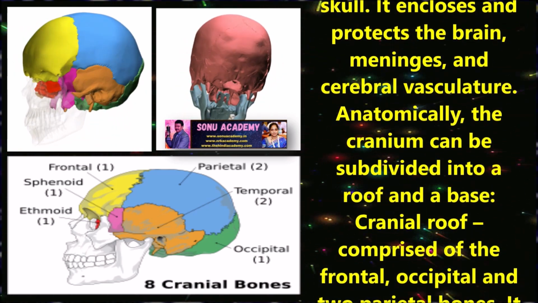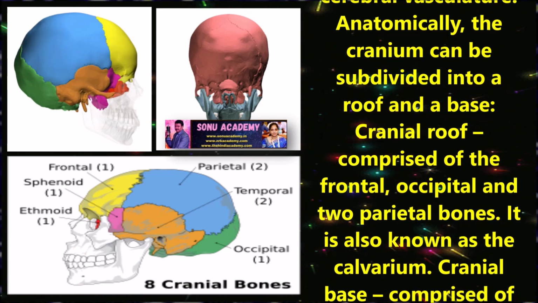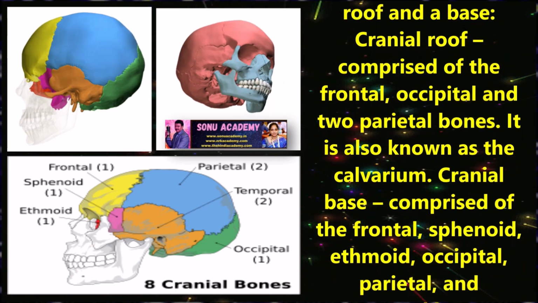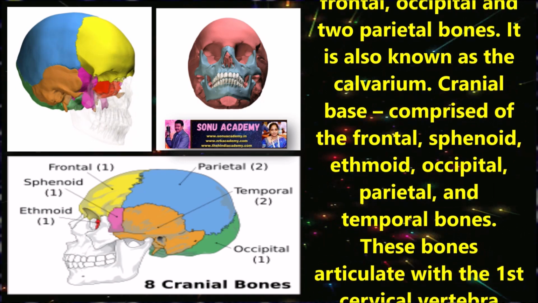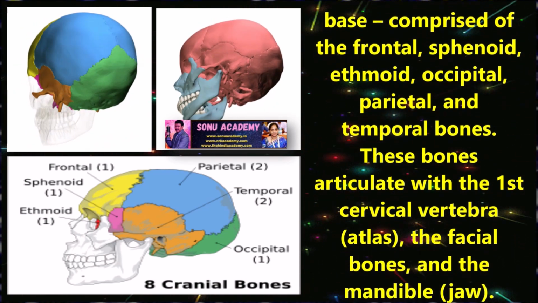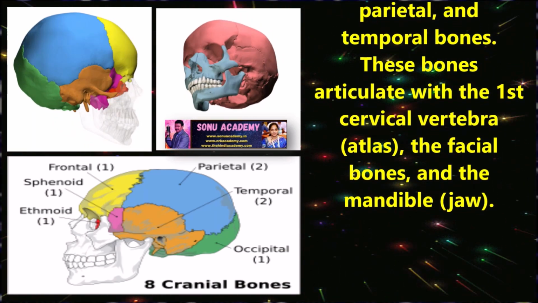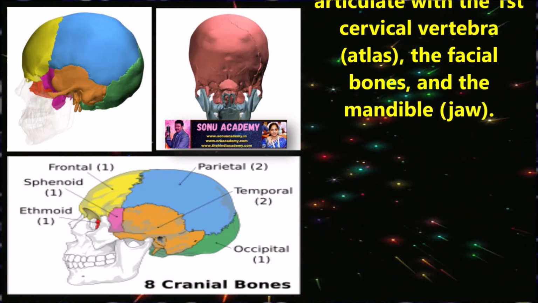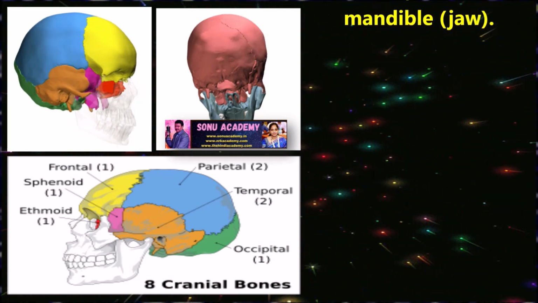Let us see what the cranial roof is. The cranial roof is composed of the frontal, occipital and 2 parietal bones. It is also known as the calvarium. Let us see what the cranial base is. The cranial base is composed of the frontal, sphenoid, ethmoid, occipital, parietal and temporal bones. These bones articulate with the first cervical vertebra, the atlas, and the facial bones and the mandible, the jaw. Children, let us discuss in detail each and every cranial bone.